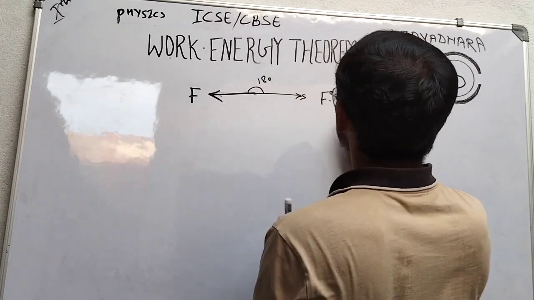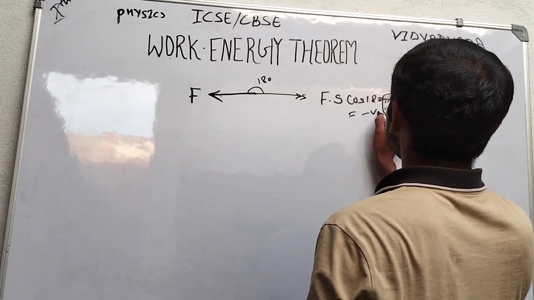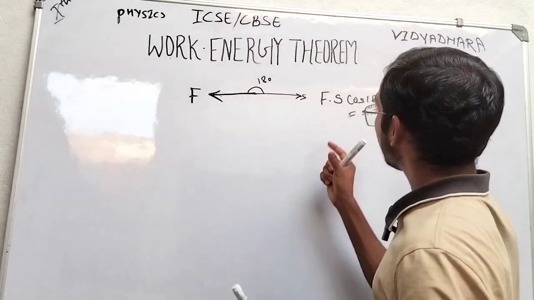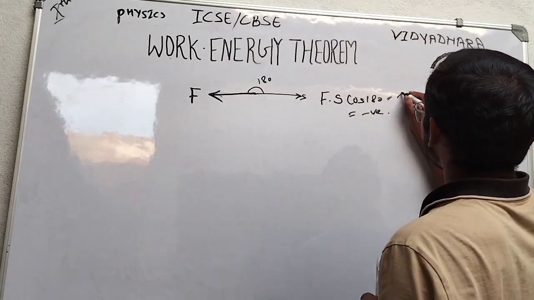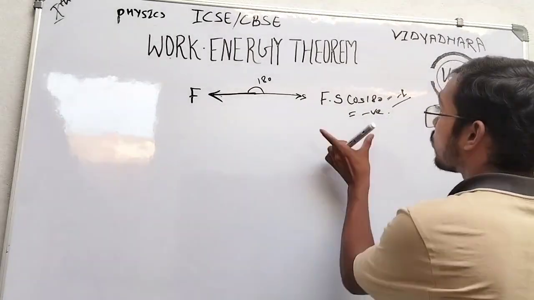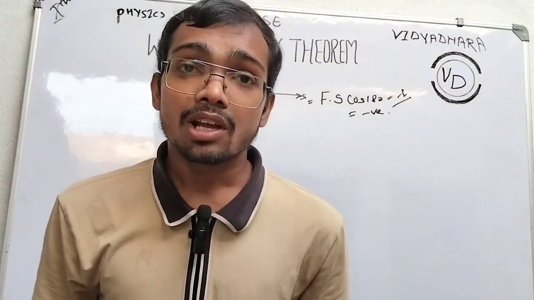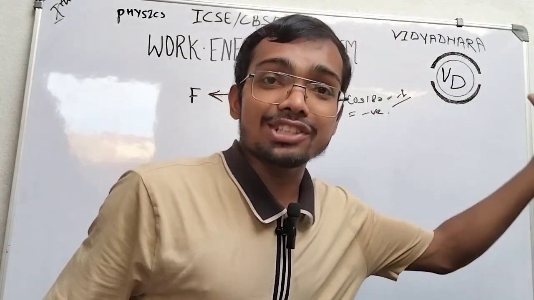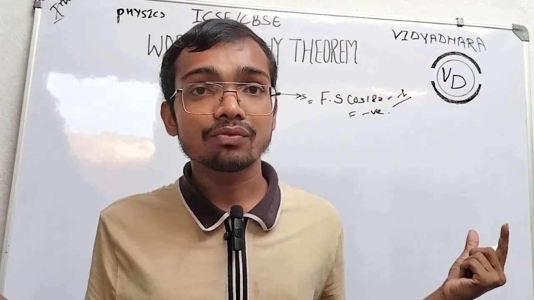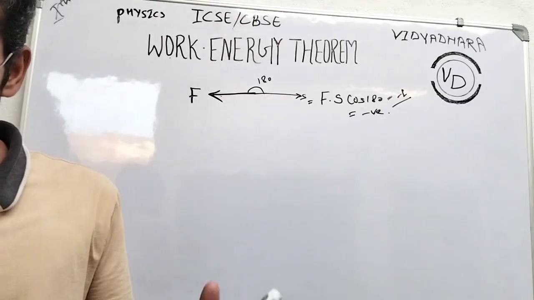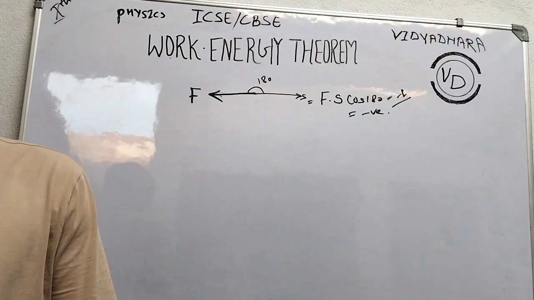What is theta here? 180 degrees. So 180 degrees, what do we get? Negative value. Cos 180 is -1. So overall the work done is negative there. So what have we seen? Work done is positive as well as negative.